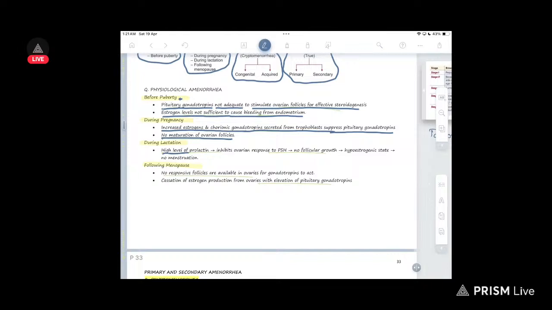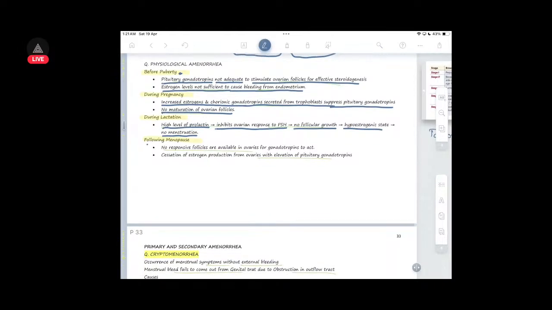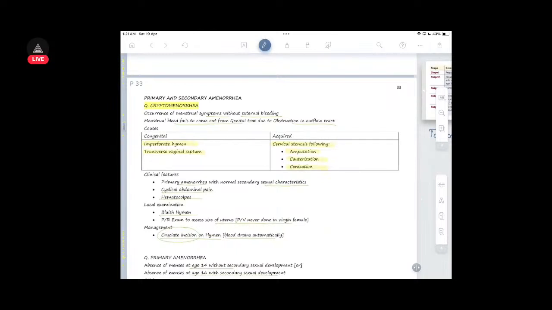During lactation, a high level of prolactin inhibits ovarian response to FSH, no follicular growth, hypoestrogenic state, no menstruation. No maturation of ovarian follicles also basically. Following menopause, no follicles are available in the ovaries for gonadotropins to act on. Cessation of estrogen production from the ovaries with elevation of pituitary gonadotropins. Then primary and secondary amenorrhea.